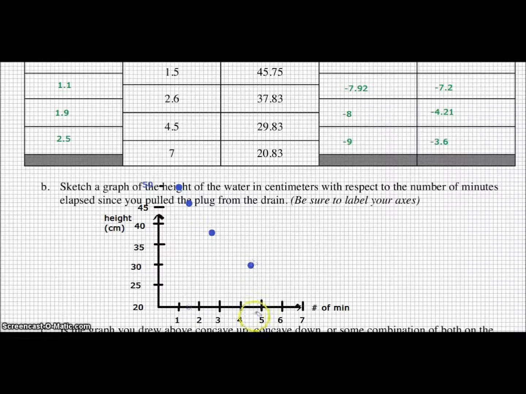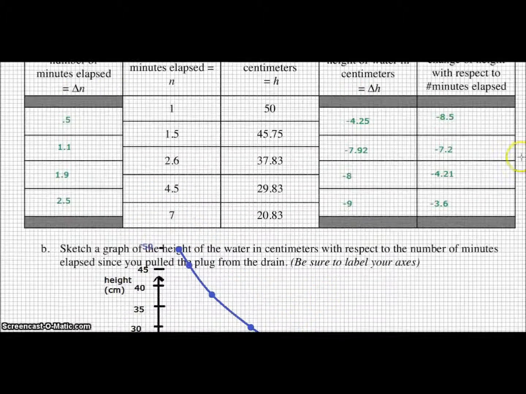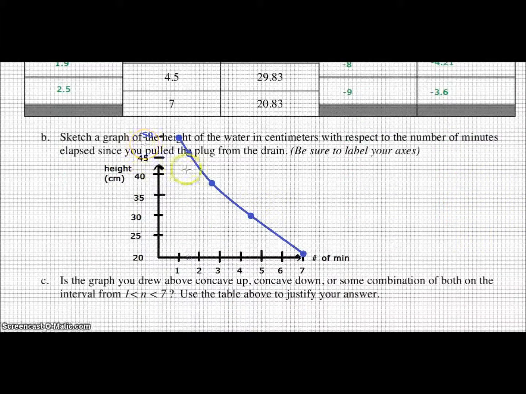Okay, 7 and 20.83, so about 21. Now let's see if we can connect the dots. Something like that. It's not perfect, but shaped like this. Since our rate of change is actually increasing, we should have concave up here.